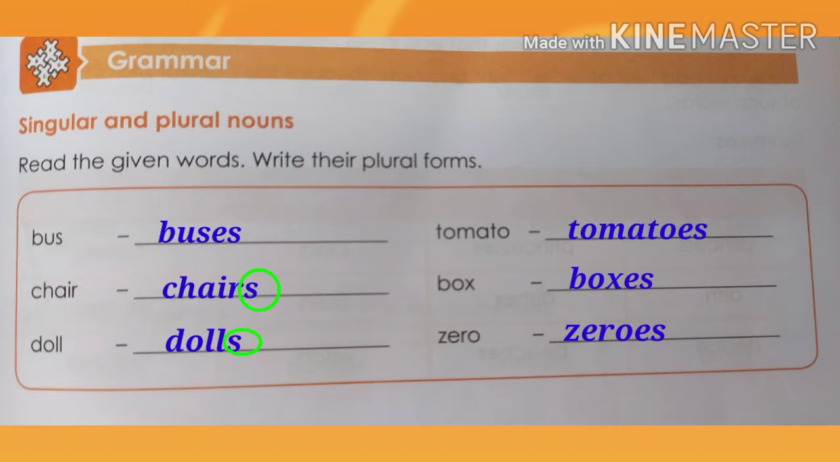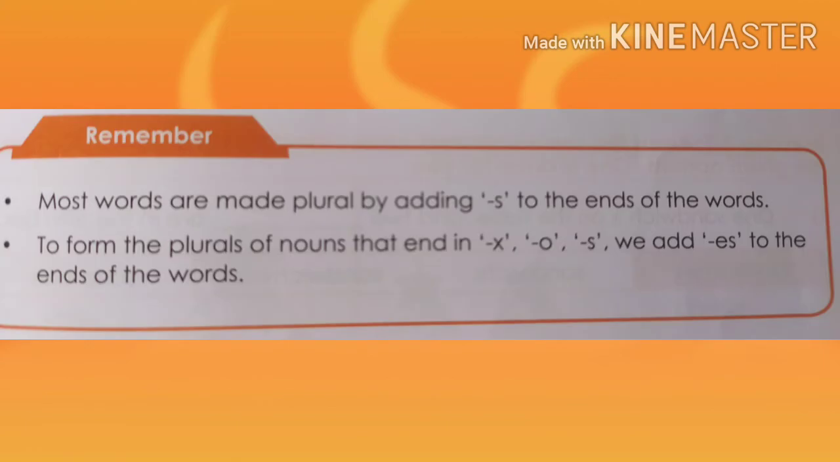To form the plurals of nouns that end in x, o, s, we add es to the ends of the words. So students, everyone have to remember this. Most words are made plural by adding s to the ends of the words. To form the plurals of nouns that end in x, o, s, we add es to the ends of the words.